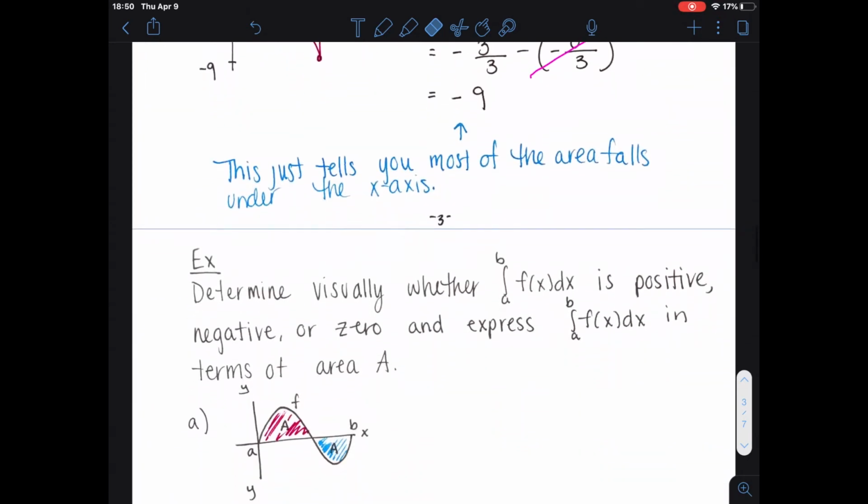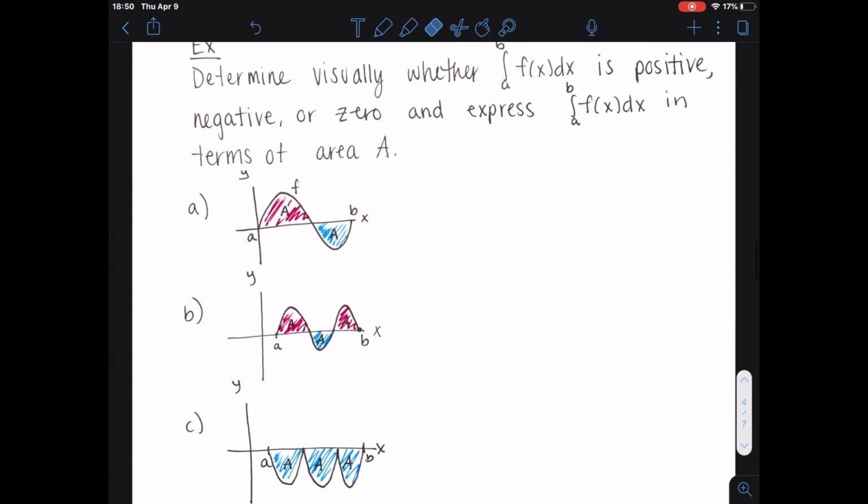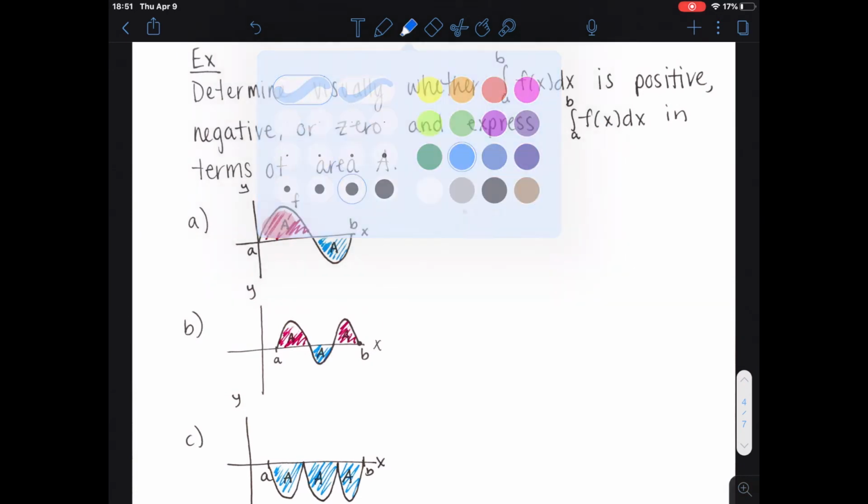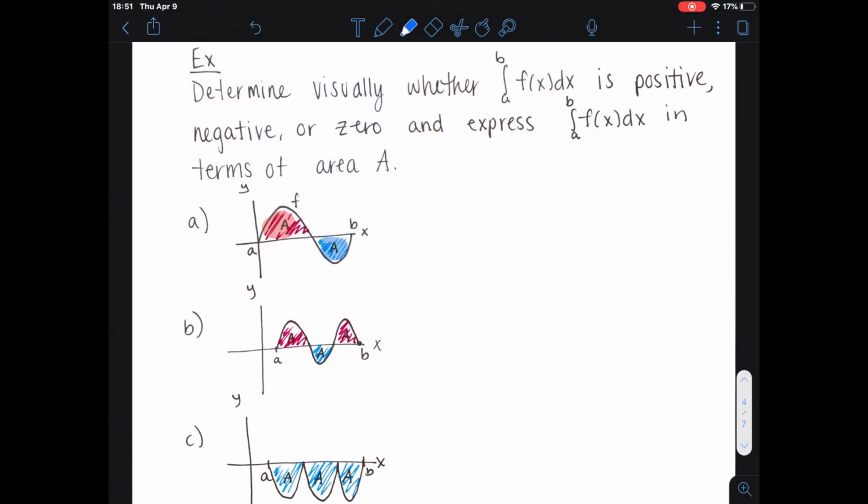So let's just visually try to determine for a bunch of different options whether when we integrate from a to b we get something positive, negative, 0, and then we want to actually figure out what is this integral in terms of the area A. So each one of these pieces is going to be exactly the same. This has area A, this has area A. So I want to start at x equals a and go to x equals b. So they have exactly the same thing.